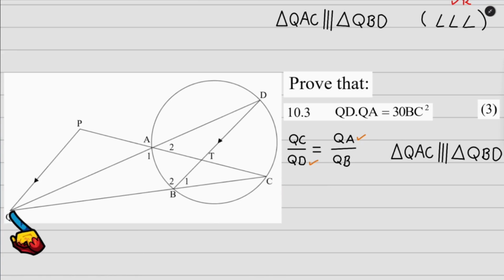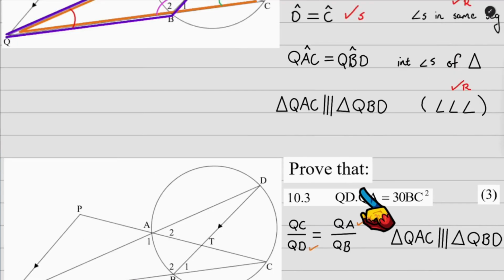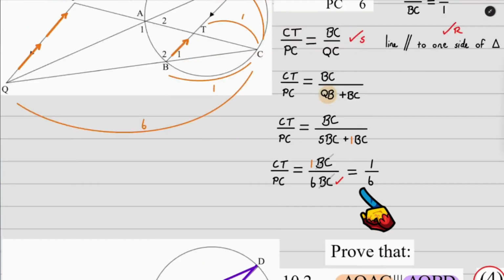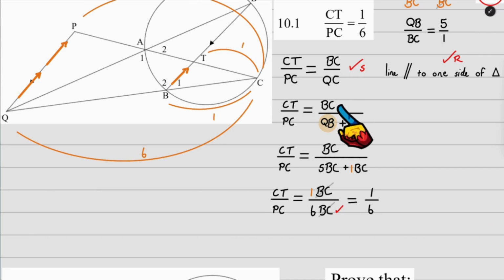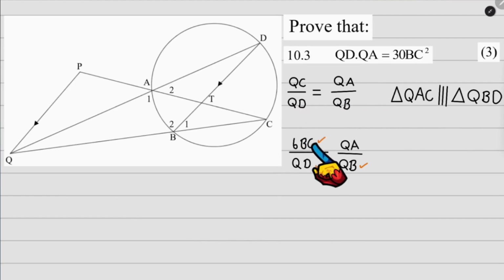QC is this long side over here. And if you remember back to 10.1, we actually did change QC. So we changed QC to 6 times the length of BC. So we can hit that change once again. Okay, so after we made that change, we're getting one step closer.